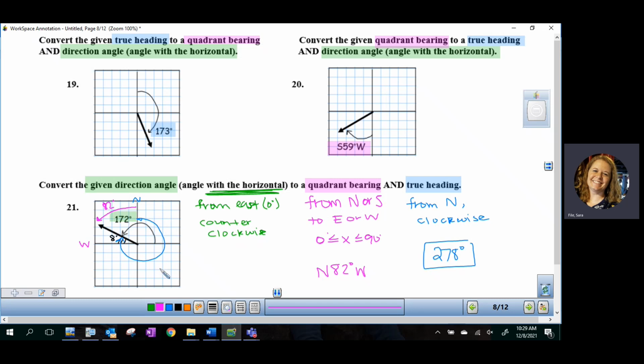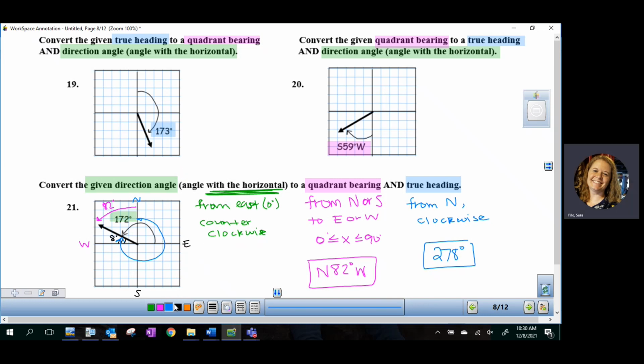Quadrant 2 should always look like northwest. Quadrant 1 is northeast. Quadrant 4 is southeast. Quadrant 3 is southwest. Does that make sense? Because this is north, south, east, and west. If you're in quadrant 2, it's always going to be NW, northwest. This is the northwest corner. This is the northeast. This is the southeast. This is the southwest. When you're doing your cardinal directions there. So those are the two conversions for that 172-degree angle with the horizontal.